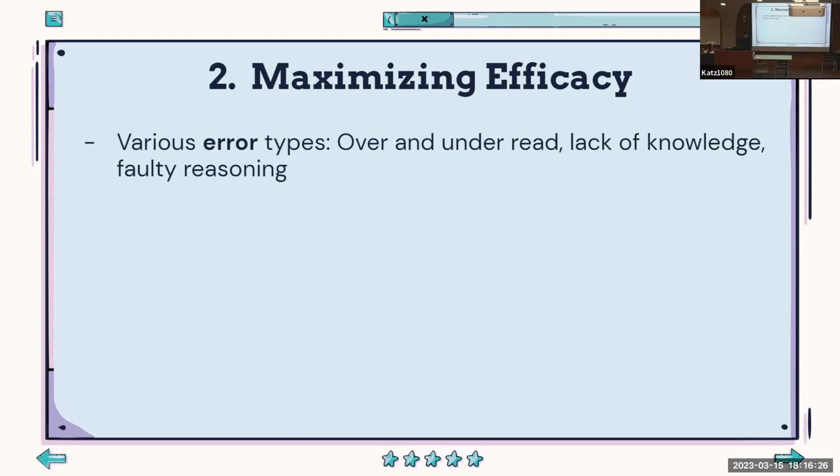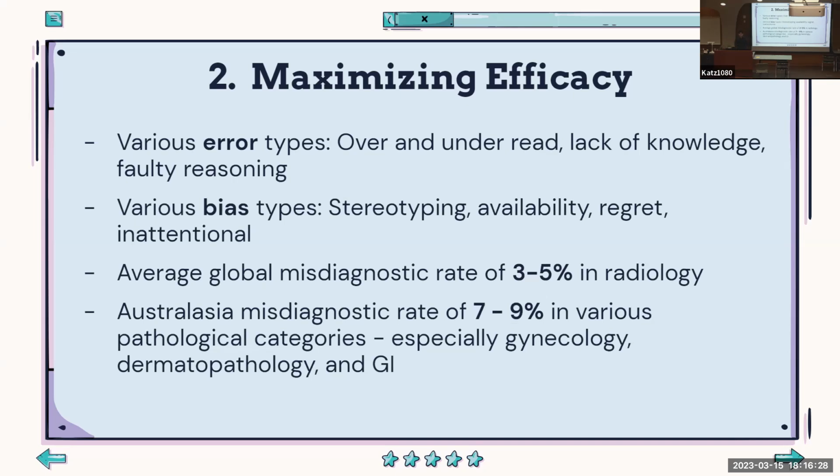The next thing I want to talk about is there's also a lot of bias types that can occur within imaging, and this also contributes to a lot of error. I won't go too in depth into these. They're stereotyping, so you expect certain patients to have certain conditions, so it's very easy for you to diagnose them with that condition. There's availability bias, which means you're just more likely to diagnose conditions that you see more often. If everyone coming to you with a lung nodule has a benign lung nodule, you're going to expect most lung nodules to be benign, so you're less likely to find a malignancy.